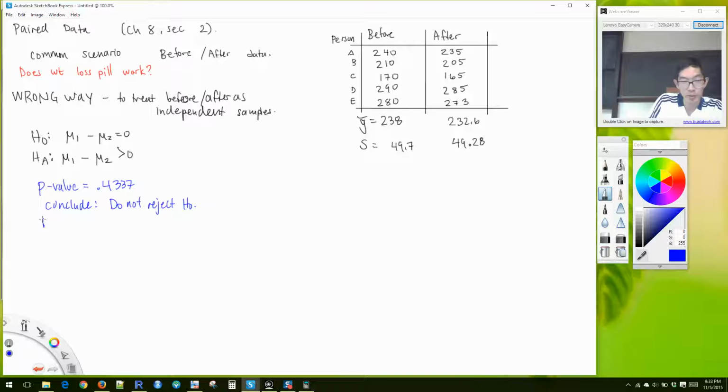The weight loss, we do not have evidence that the weight loss pill works.